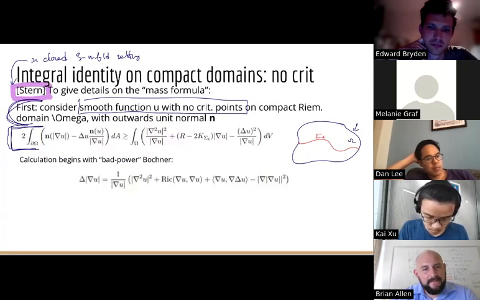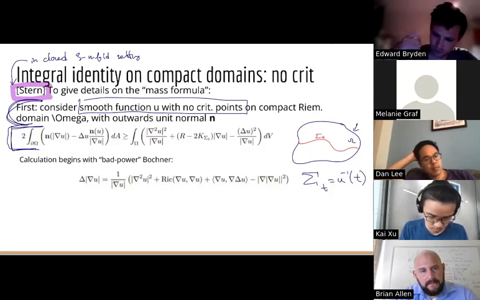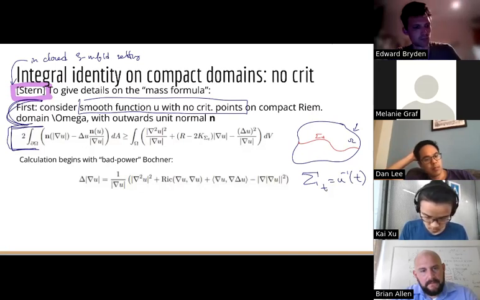Oh yeah, and here and throughout, I will use sigma t to denote the level sets of u. u will eventually be the harmonic function, playing the lead role in the mass formula, and sigma t will also play a large role.